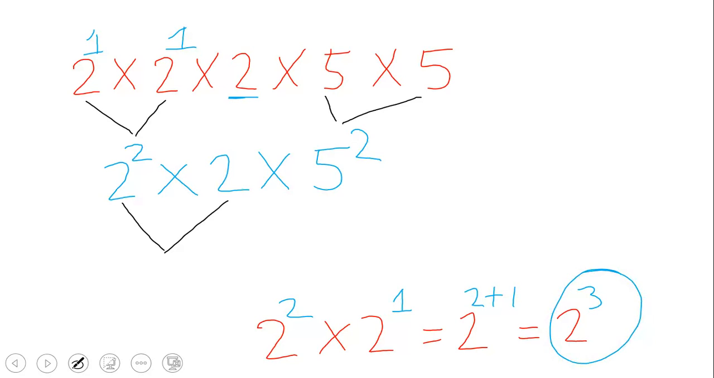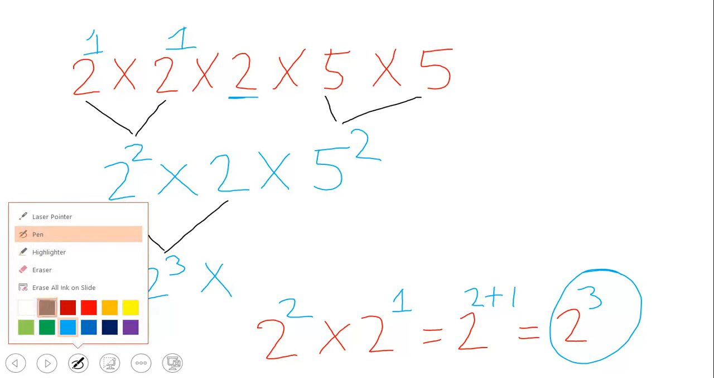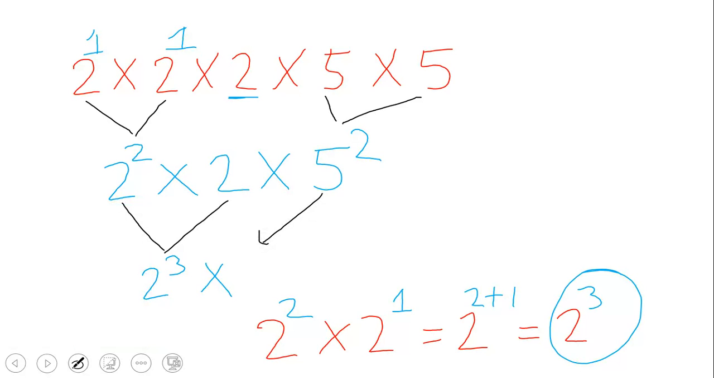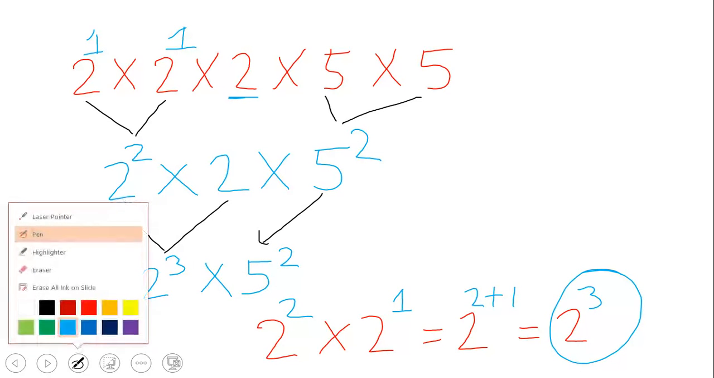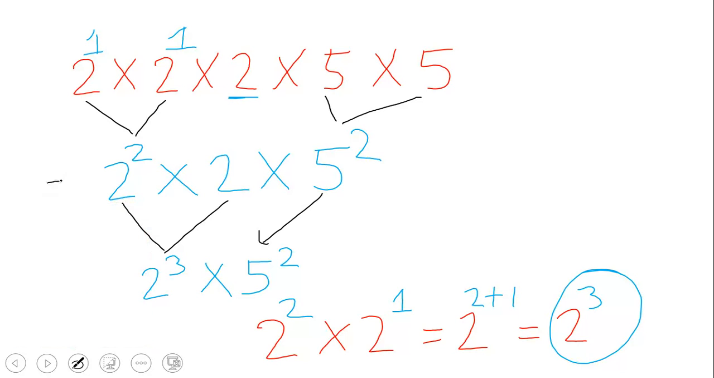So you're going to take the 2 cubed and we're going to write it here. So we have 2 cubed, and we're going to take the 5 squared and bring it down. So we have 5 squared. Do not forget the equal signs. So thus, the answer to this question is 2 cubed times 5 squared. Awesome.